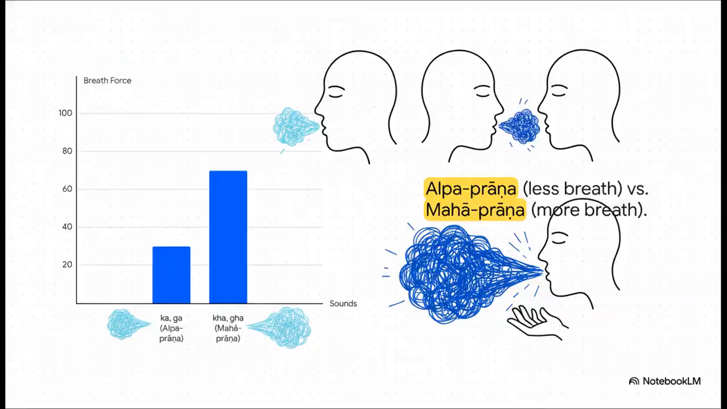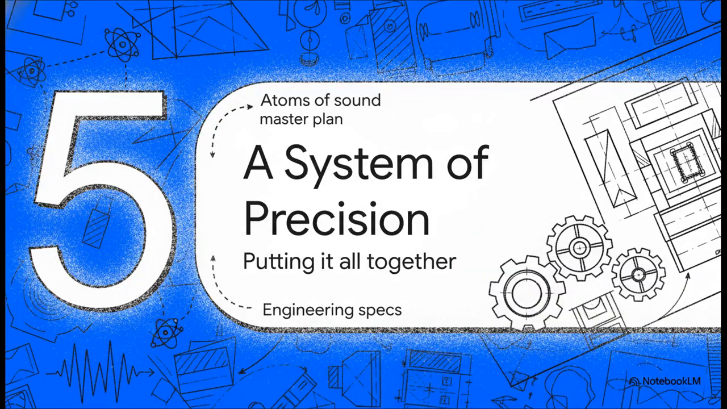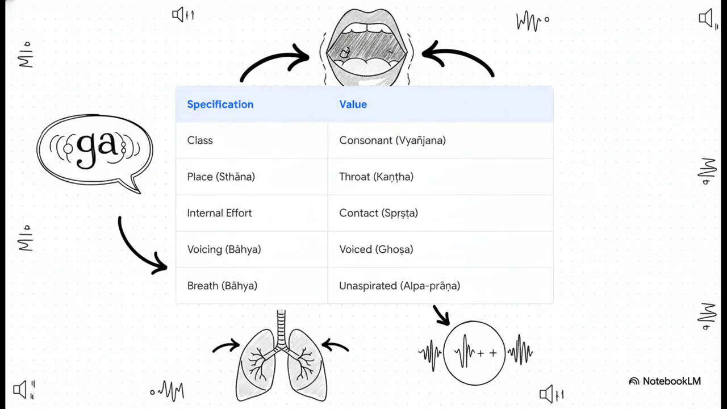It's amazing. And that all leads us to our grand finale, a system of precision. We've looked at the building blocks, the master plan, and the engineering specs. So now, let's put it all together and see what we've built. Okay, this is the moment it all clicks. Let's take just one sound, ga. Using this system, we can create a full-on technical spec sheet for it.